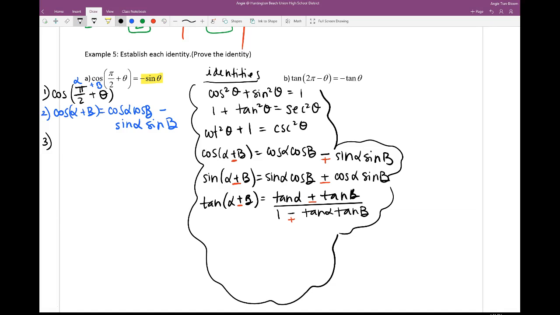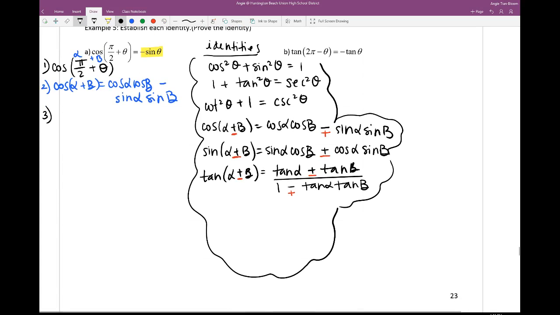Then step three, instead of alpha and beta, I really have pi over 2 and theta. Okay, so now that means I'm going to substitute here. This is no longer alpha, but it's pi over 2. So that's cosine of pi over 2. Then this right here is cosine of theta. Take away, now alpha is really pi over 2, so sine of pi over 2. Beta is really theta. And then that's what I'm doing.